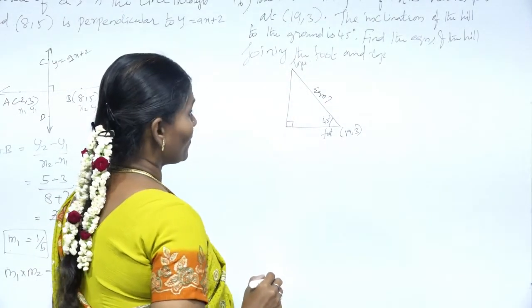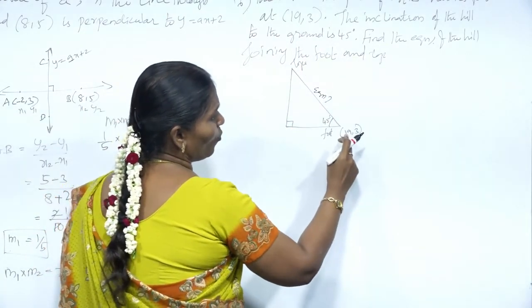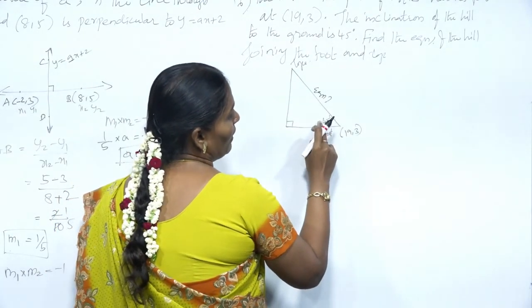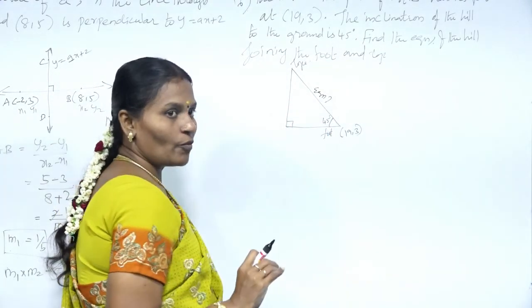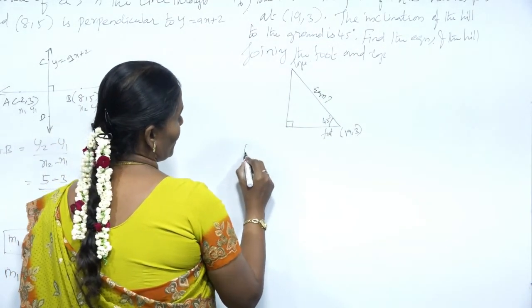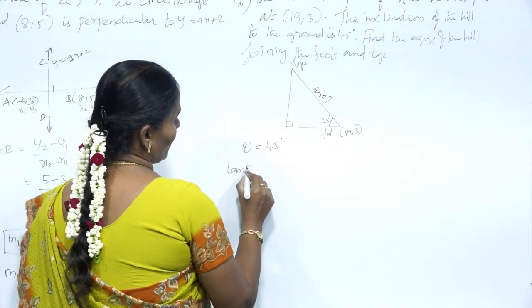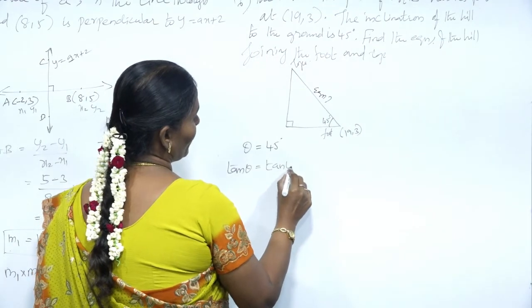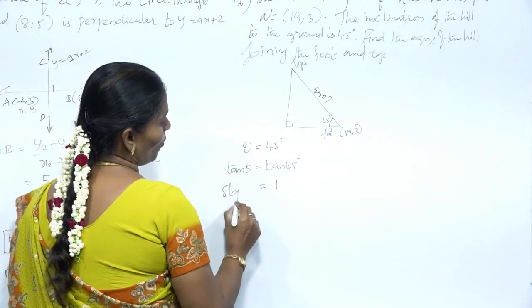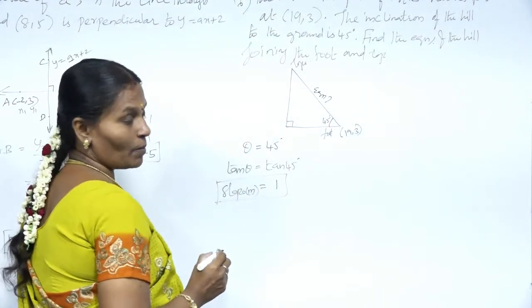So how do you find out that equation? See, in this line, here one point is 19, 3, and here the inclination angle is given. So first you have to find out the slope. So how do you find the slope? Here what is the inclination angle? Theta is equal to 45 degree. So tan theta is tan 45 degree. Tan 45 degree is 1. So slope m is equal to 1.